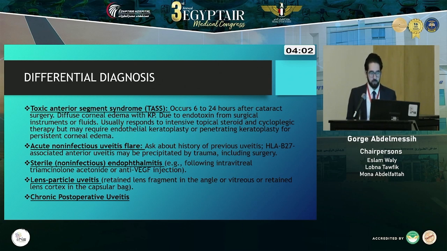Acute non-infectious uveitis flare. Ask about history of previous uveitis attacks. HLA-B27 associated anterior uveitis may be precipitated by trauma. Sterile endophthalmitis following intravitreal triamcinolone or anti-VEGF injection. Lens particle uveitis, retained lens fragments in the angle or vitreous or retained lens cortex in the capsular bag, and chronic post-operative uveitis.